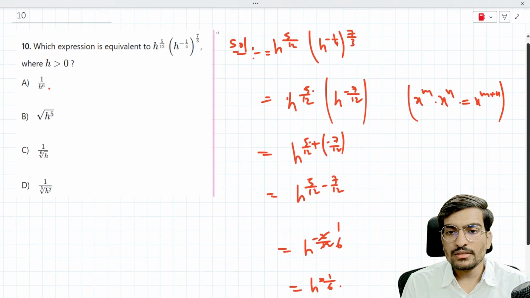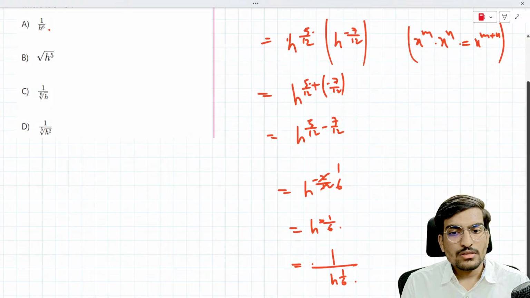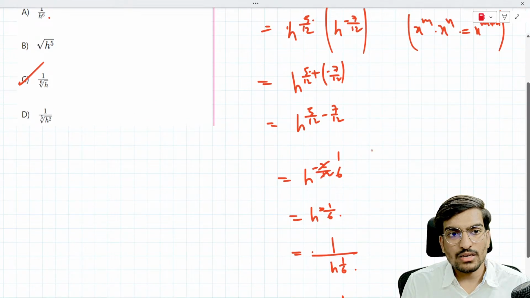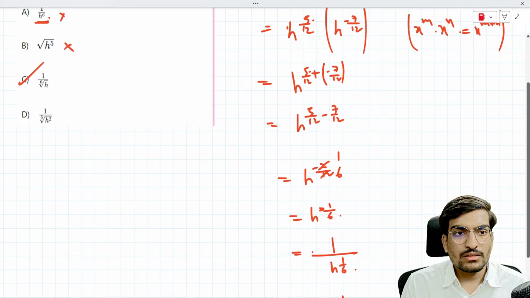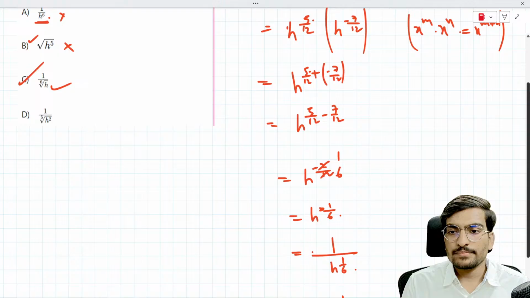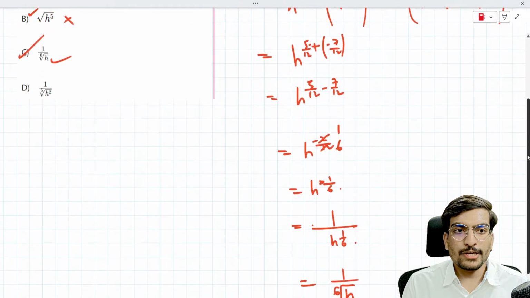Just a second. So that is the option: 1 by the 6th root of h. That is the only one which is matching. These two are obviously wrong because they don't have a root, and here there is no fraction part. So this is matching. Okay. Yeah, just check it.